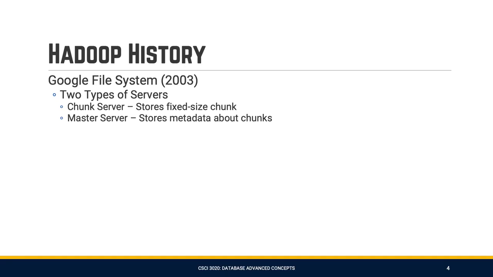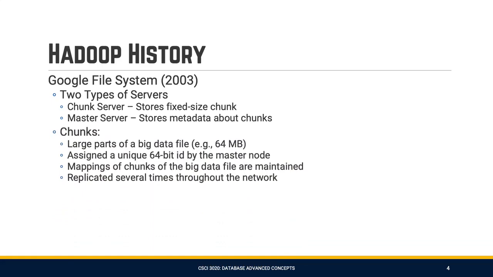In their Google file system, you have two types of servers. One is a chunk server that stores a fixed size chunk, and then a master server that stores the metadata about those chunks. So the master server is like the pointer to the chunk server. In the Google file system, a chunk is a large part of a data file, usually about 64 megabytes. And this might not seem like a lot, but on a standard hard drive, a chunk of a file is normally much smaller, in the kilobyte range. By assigning a unique 64-bit ID by the master node, a chunk can be uniquely identified.